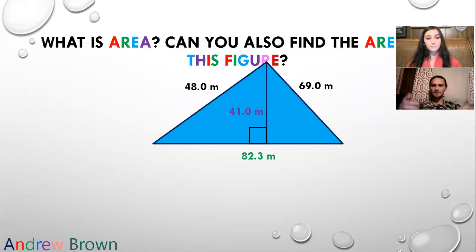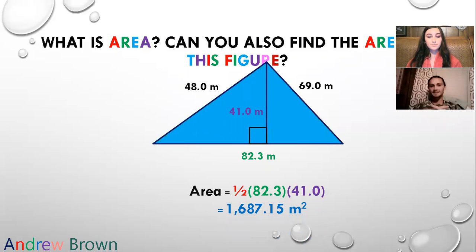So since our shape is a triangle, the formula we're going to use is A equals 1/2 times base times height. Then we're just going to identify our base and our height, and we'll plug those numbers into the formula to solve for the area. So here we have the base, which is 82.3 meters, and then we have the height, which is in purple, 41.0 meters. What we're going to do, we're going to multiply those together and multiply them by 1/2, or divide them by 2, whichever way you want to go about it to find the area. So that's how you solve for area.